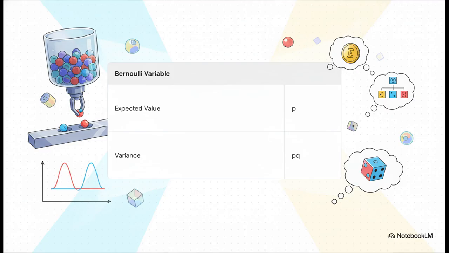And what's so cool about this Bernoulli is how simple its properties are. The expected value, which is just the average outcome you'd get if you ran this thing millions of times, is simply p, the probability of success. And the variance, which tells you how spread out the results are, is just p times q, where q is, you guessed it, the probability of failure.